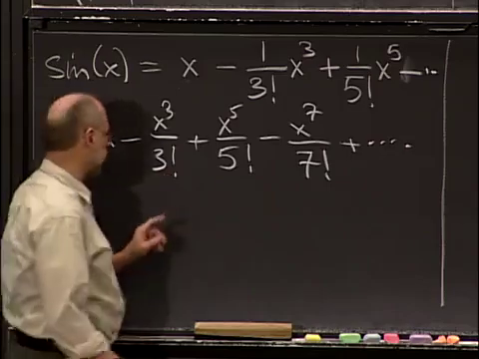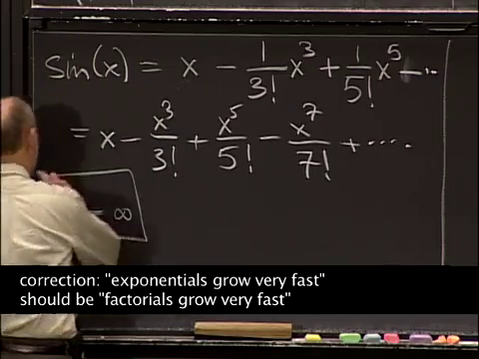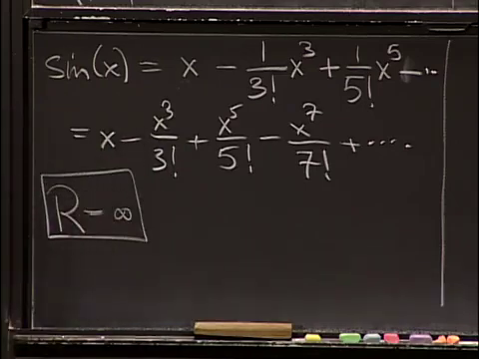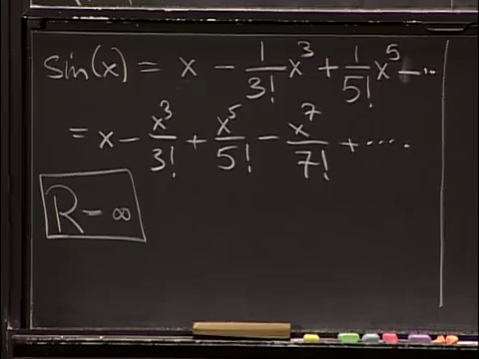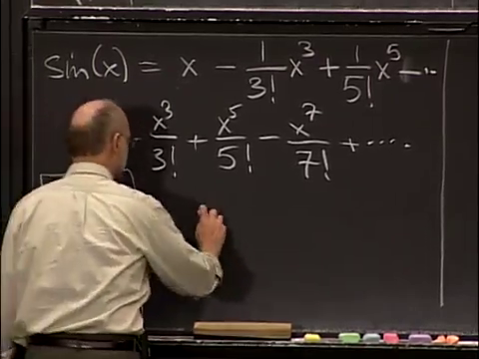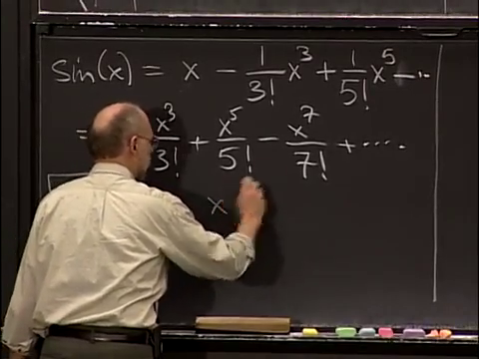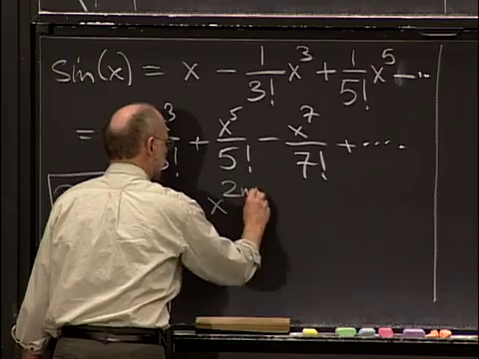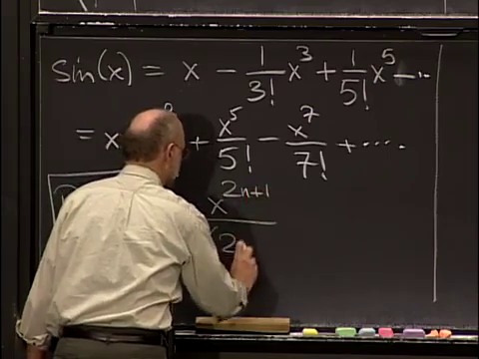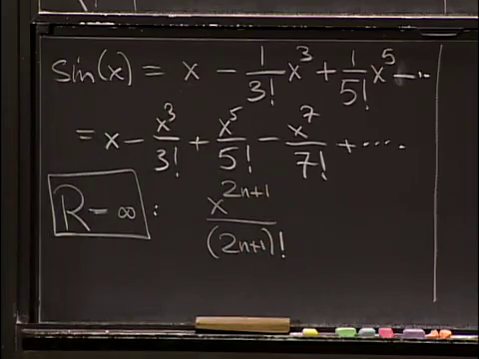Exponentials grow very fast. Let me make a remark. R is infinity here. The radius of convergence of this power series, again, is infinity. And let me just say why. The general term is going to be like x to the 2n plus 1 divided by 2n plus 1 factorial. An odd number I can write as 2n plus 1.